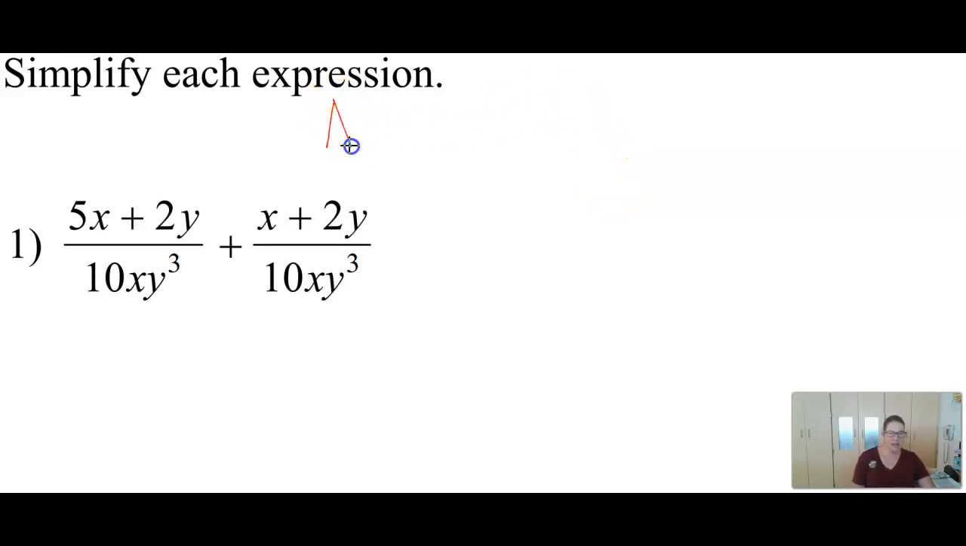This is section A5 part 3, adding and subtracting rational expressions.